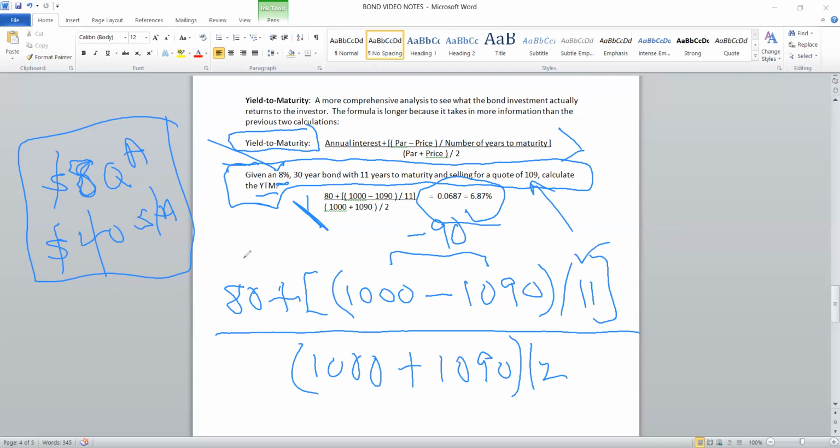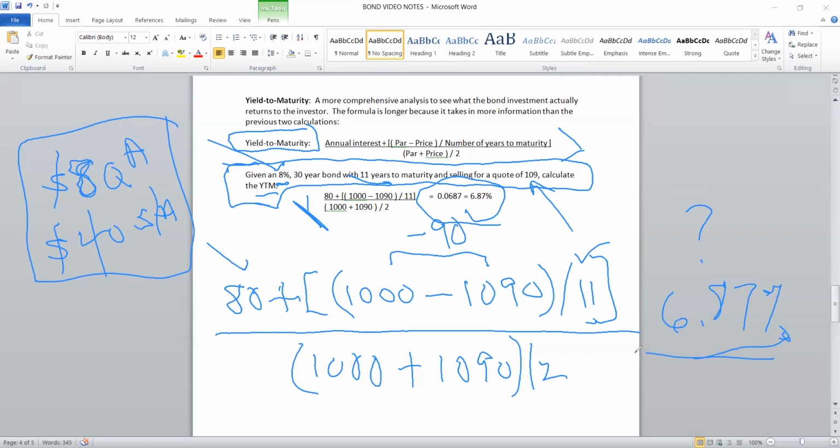You're going to get your $80 every year for 11 years, the years to maturity. And here's the calculation. So you would get a 6.87% yield, and then you would have to decide, do I want this or not? If yes, you would buy it at a premium, knowing what it's going to do, knowing how it's going to end, and this would be your yield.